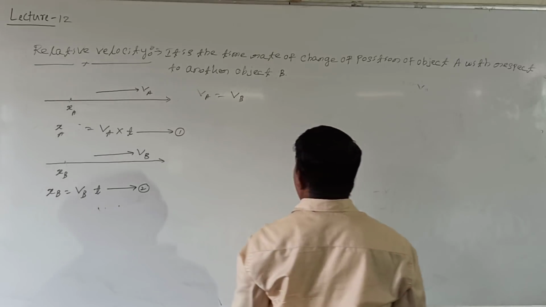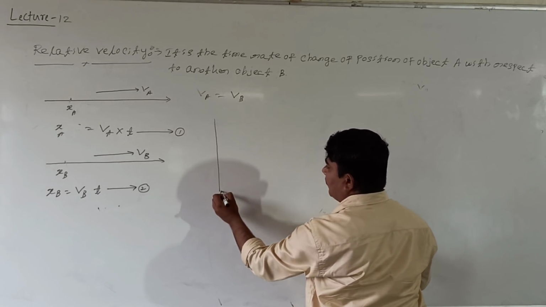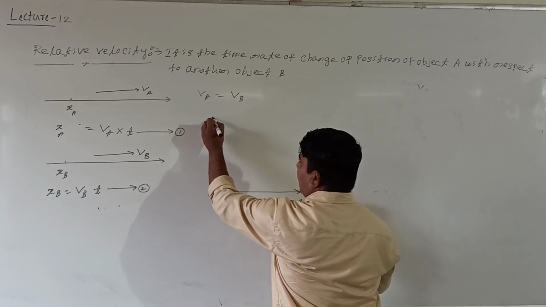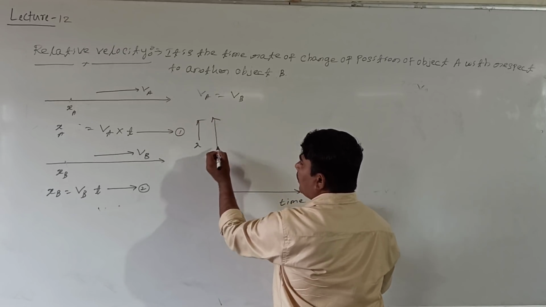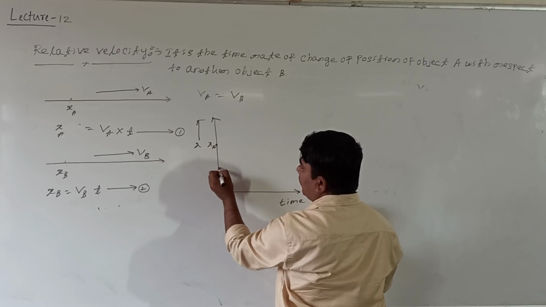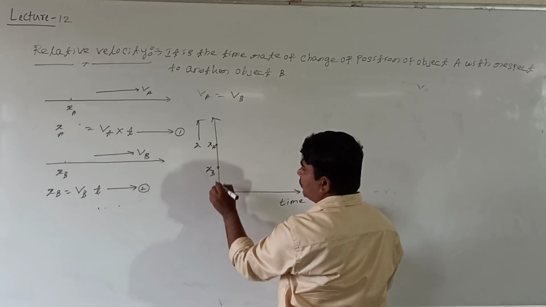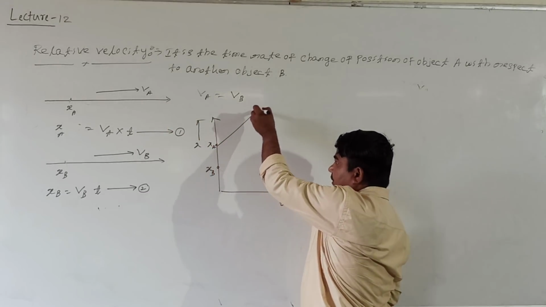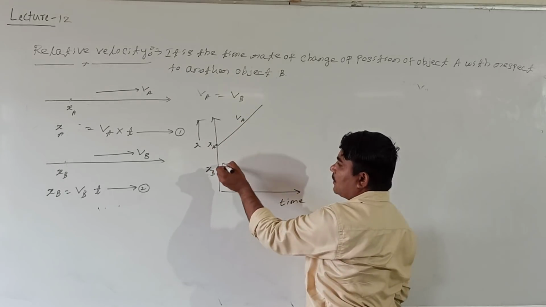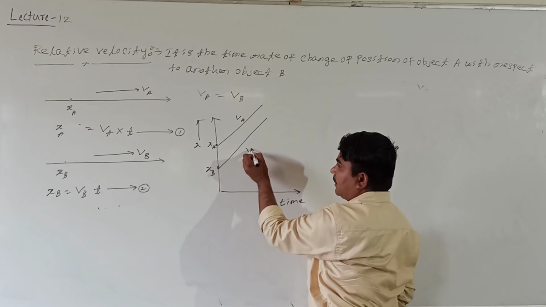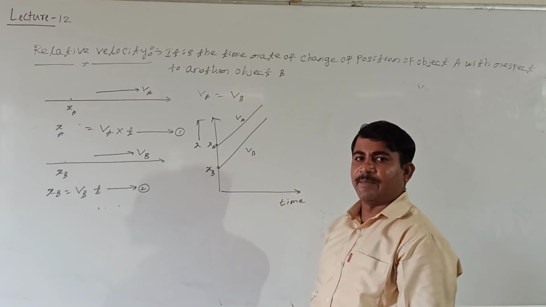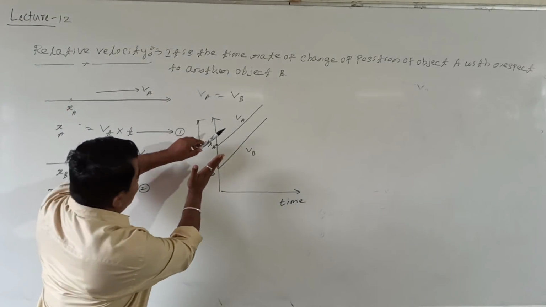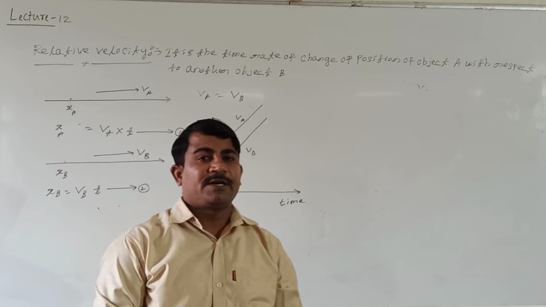Then how to represent the position time graph? Along the x-axis I will take the time. Along the y-axis I will take the position. Here I will take the XA position, and this position we are calling XB position. This object is moving with velocity VA, and this object is moving with velocity VB. When two bodies are moving parallelly with the same velocity, they won't meet. They are going like this. Right?